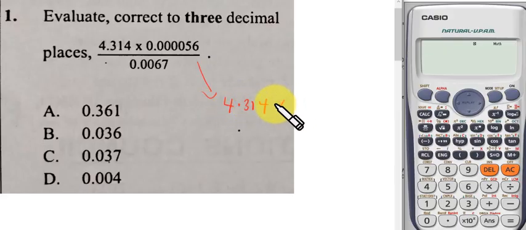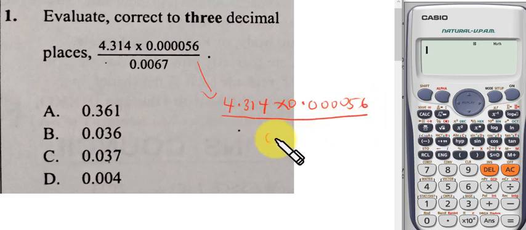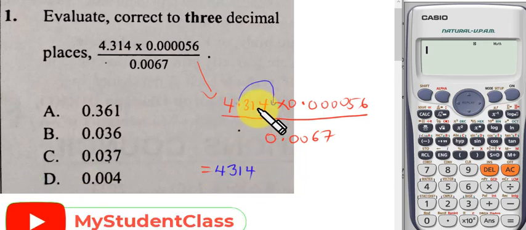4.314 times 0.000056, where we have 4 zeros here, 1 2 3 4 5 6, all divided by 0.0067. So the first step is to move this point outside so that the whole of this becomes a whole number. That is 4.314. When I move it out, I write the number without the decimal point, so I will have 4314.